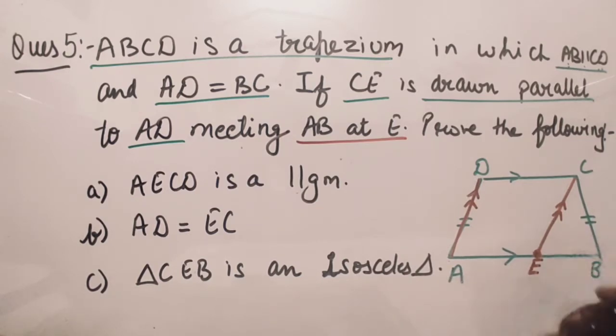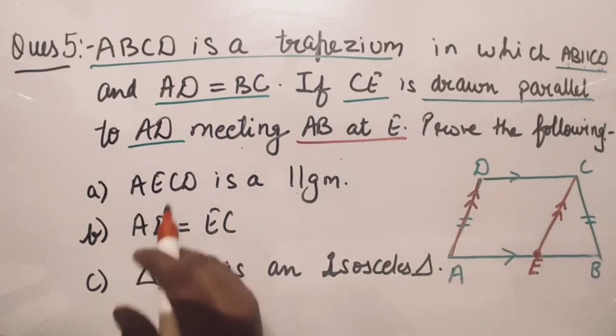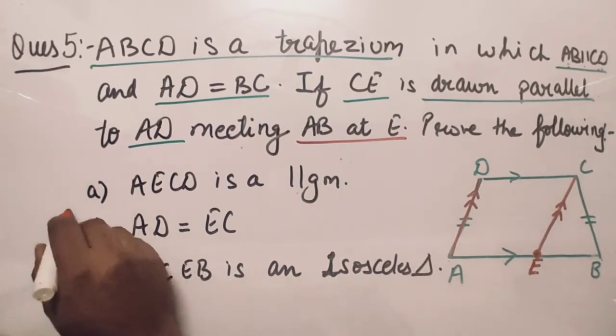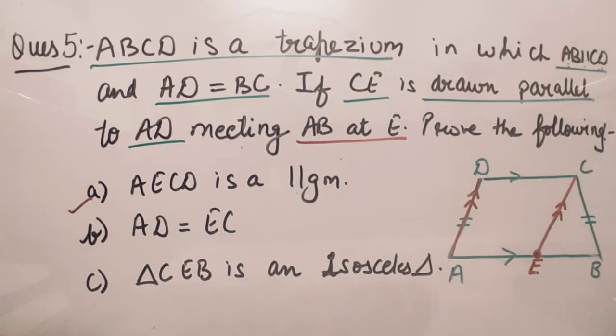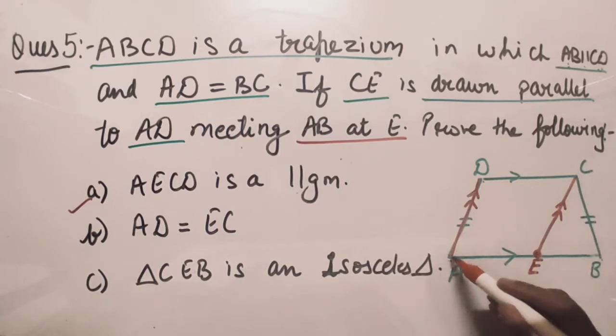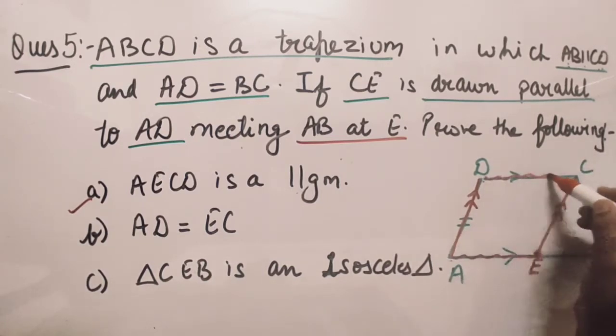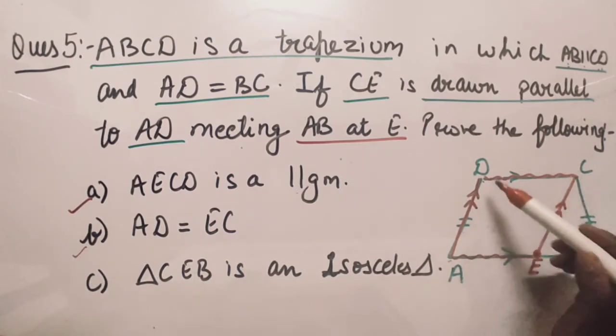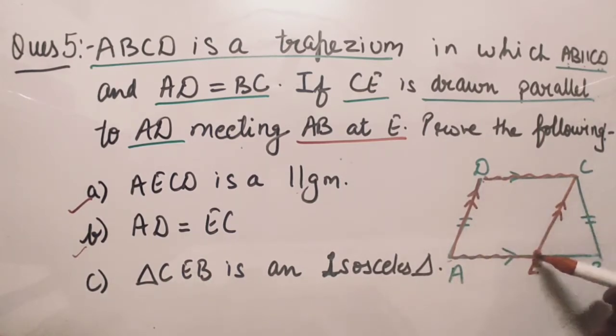Now let's move on. What we need to prove in this question. There are 3 points that we have to prove by using the given information. The first thing is AECD is a parallelogram. That means we have to prove this figure AECD as a parallelogram. Next, we have to prove AD equals EC. And the last, we have to prove this given triangle as an isosceles triangle. So we will prove it one by one.